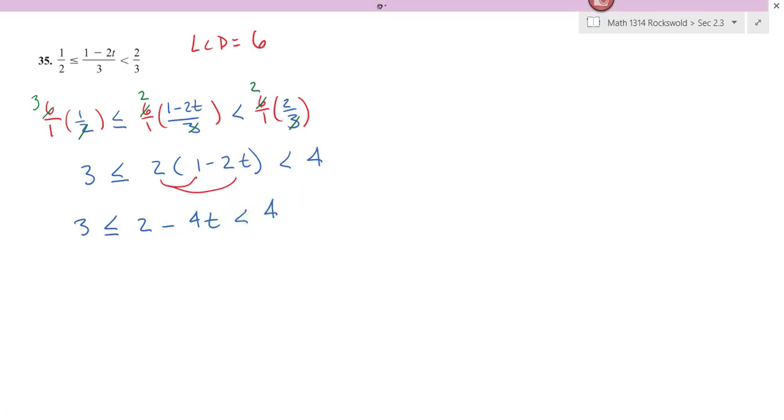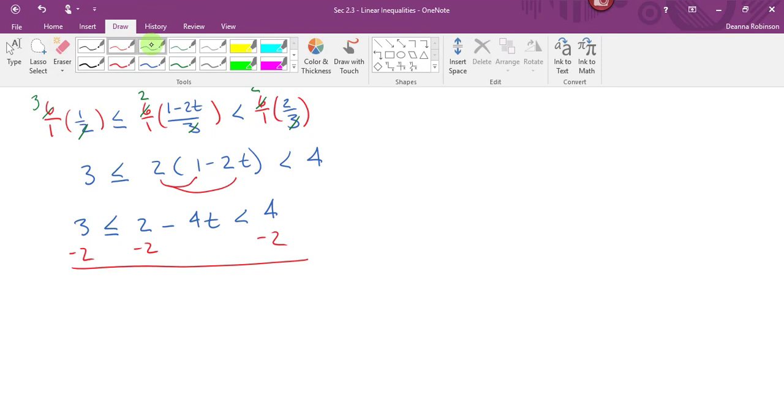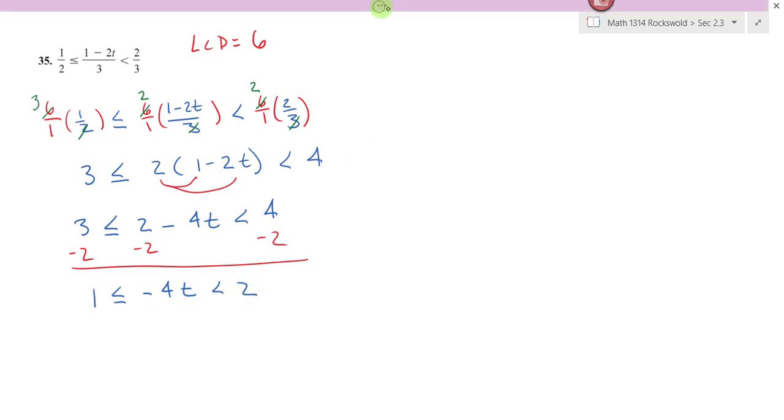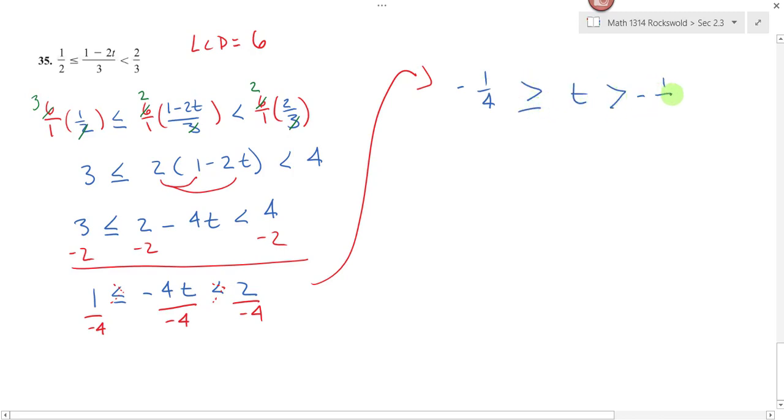How do I get the variable term by itself? What you do to one part, you have to do to all three parts. Subtract 2 from all three parts. And that's going to give us 1 is less than or equal to negative 4t is less than 2. How do I get the t by itself? Divide all three parts by negative 4. But what else do I have to do when I divide by a negative? I've got to flip the direction of that inequality. So this becomes negative 1/4 is greater than or equal to t is greater than negative 1/2.